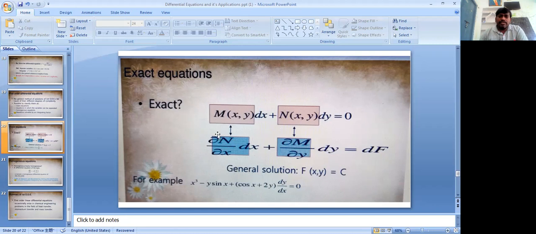After verifying the exact condition, to find the general solution: integral M dx plus integral N dy equal to constant. In the first term, y is taken as constant; in the second, we leave the x terms, that is, take only the terms not containing x. After that we get the solution.